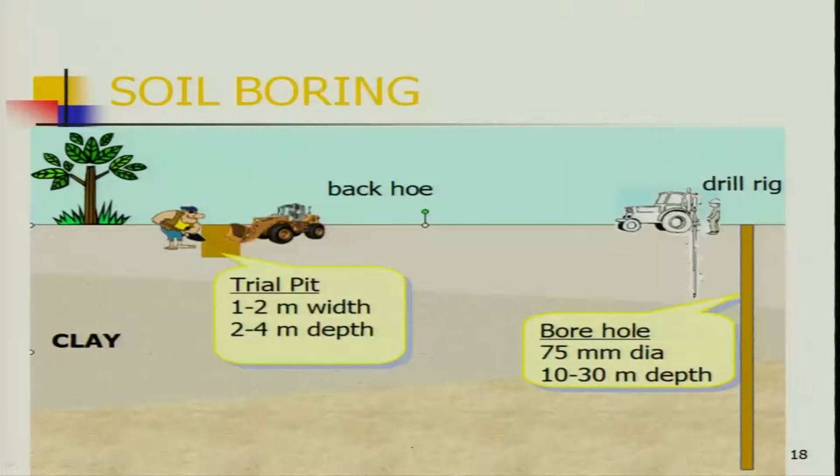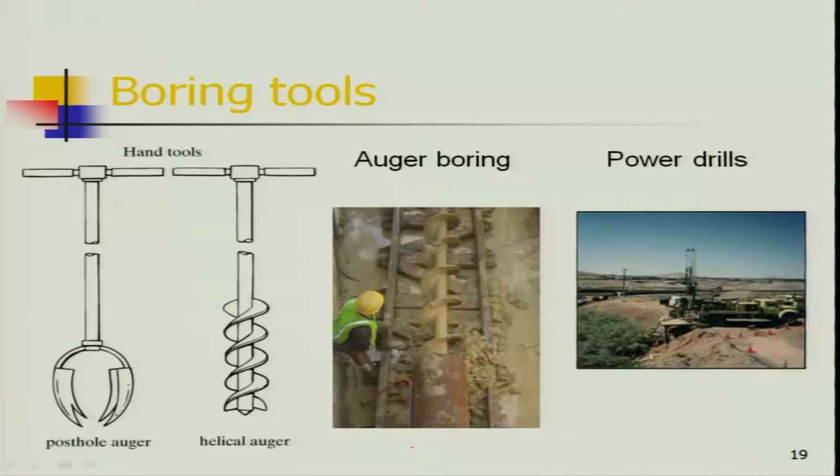Trial pit or pit sampling is possible only in the case of clays. You can open a pit and very easily push the sampling tubes. Boreholes of 75 mm diameter and 10 to 30 meters can be made by means of a drilling rig. Boring tools, as I said: auger boring, power drill. Look here, I have drawn it earlier, but I am showing it manually. Helical auger, post hole auger. These are for boring, to bore manually, or power drills. By using power drills also you can bore it. These you can use manually.